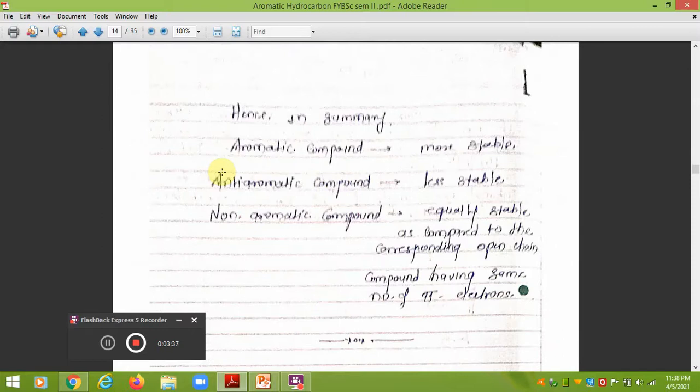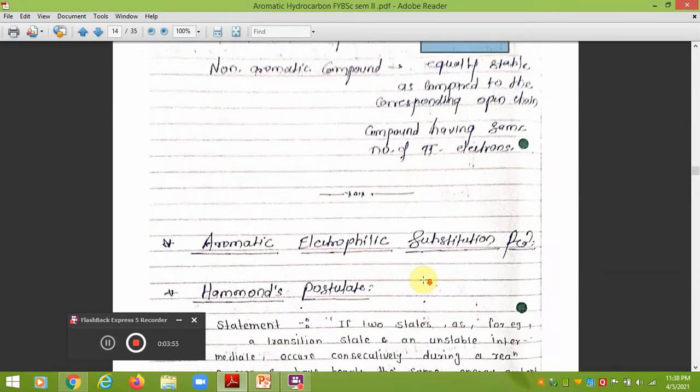but here we already discussed the aromatic compound. These are more stable. Anti-aromatic compounds are less stable, and whenever you talk about non-aromatic compounds, they show stability equal to the corresponding open chain compound having the same number of pi electrons.